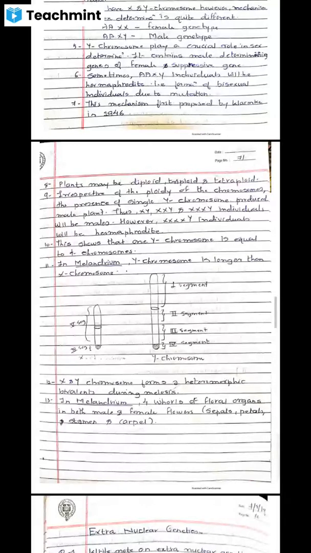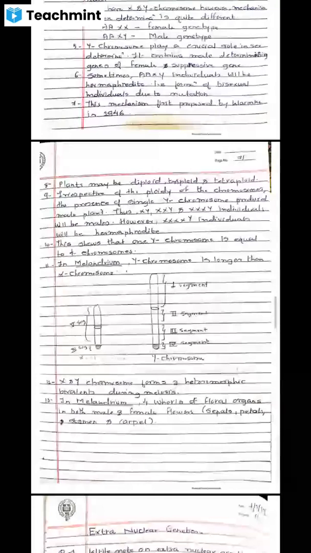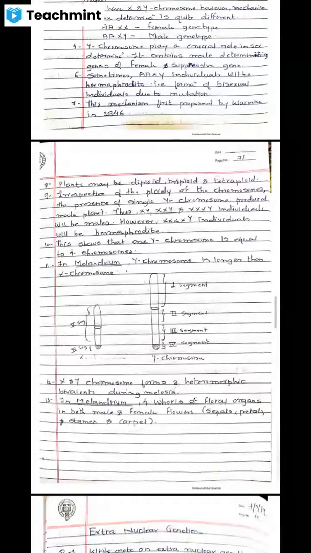And in Melandrium, generally, the core whorls of organs are present in both male and female flowers. So sepals, petals, and the other parts are there. There is something different in the internal chromosomal structure.